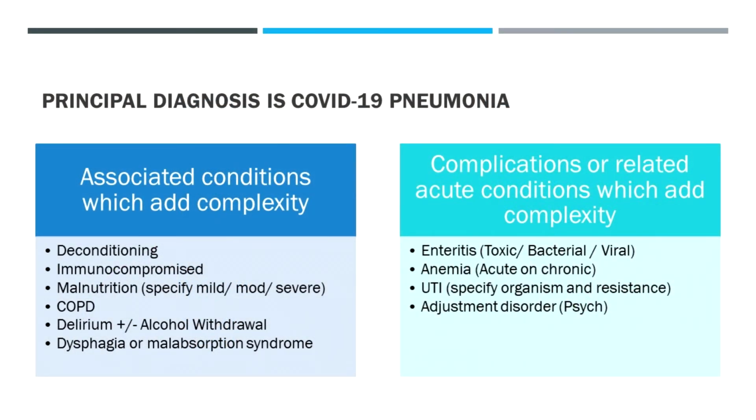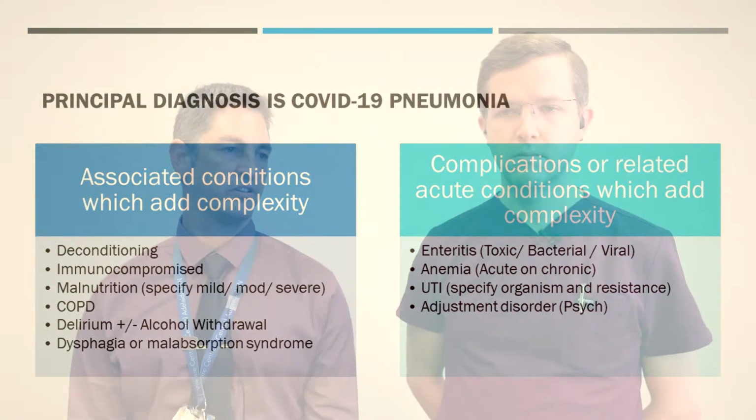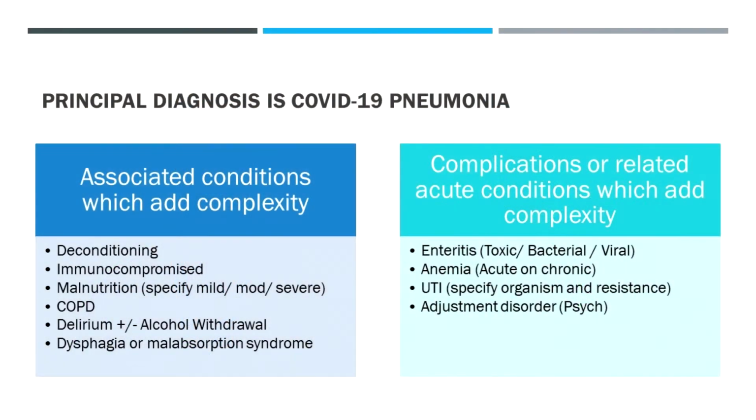The enteritis, and further specifying that to being either toxic, drug-related, or bacterial or viral. And any drug resistance, if it is bacterial and their resistance to some amoxicillin or something like that, is also helpful to document to its full complexity that we can capture. Anemia, again, acute on chronic. Is it acute blood loss anemia or chronic blood loss anemia? The type is always handy for us to further specify and get the best data quality out there. UTIs or any other infections, and adjustment disorders or psych.